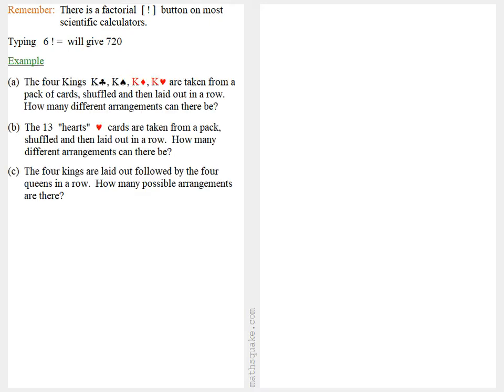Let's have a look at an example. The four kings, the king of clubs, the king of spades, the king of diamonds and the king of hearts, are taken from a pack of cards, shuffled and then laid out in a row. In how many different arrangements can there be? Well, to solve this, the number of arrangements is 4 factorial, which is 4 times 3 times 2 times 1, or 24.